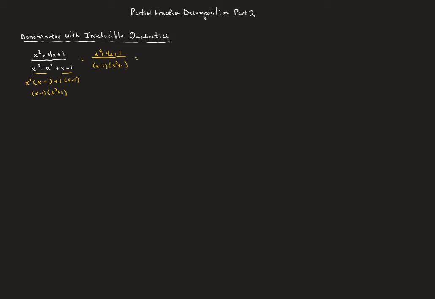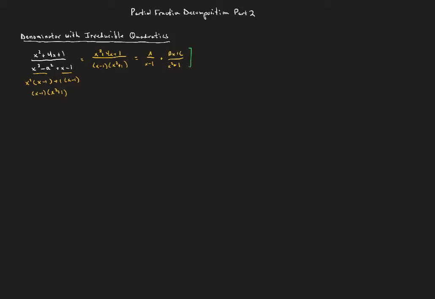Now x squared plus 1 we cannot factor any further, so that's what we mean by an irreducible quadratic. So we are going to decompose this into some constant we're going to solve for over the linear part, but now the quadratic part needs a bx plus c, so an x term and a constant, possibly. So we are going to factor it like so.